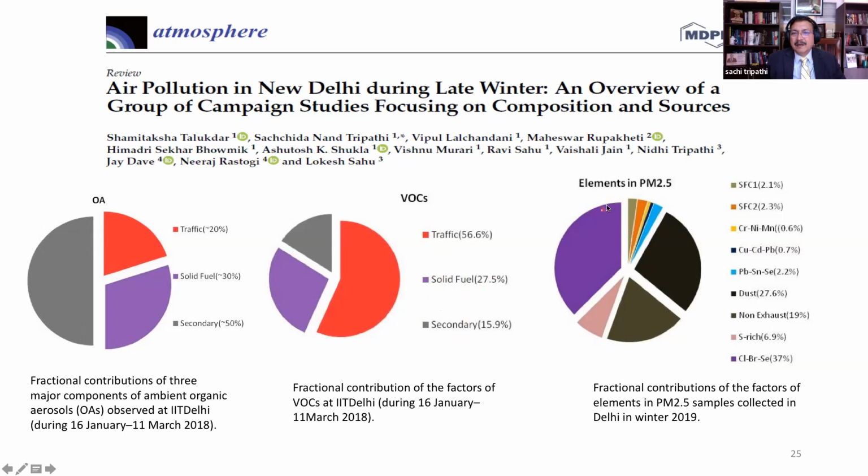If you look at elemental PM2.5, the largest contribution, interestingly, is coming from these halogens. This is very interesting, and we are still puzzled to understand where it is coming from: chlorine, bromine, and selenium. It is certainly coming from some combustion, but what the exact source is is not known. And the second largest contribution is coming from dust, non-exhaust, and then followed by exhaust.